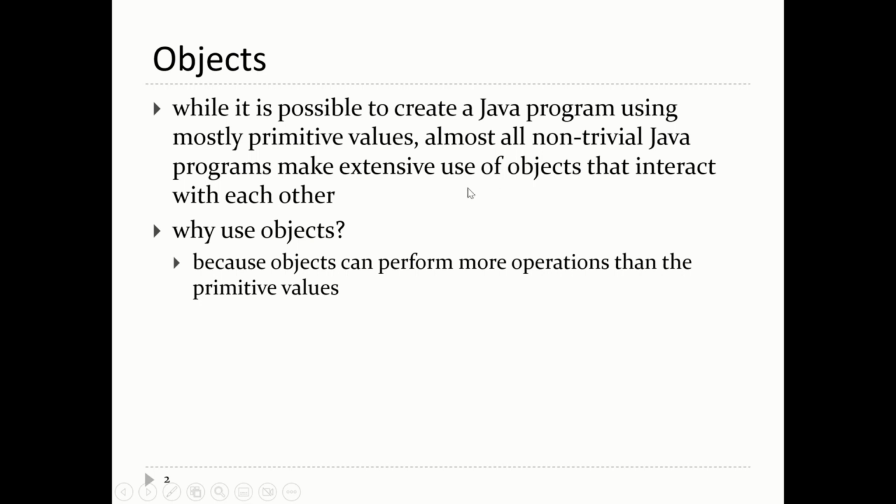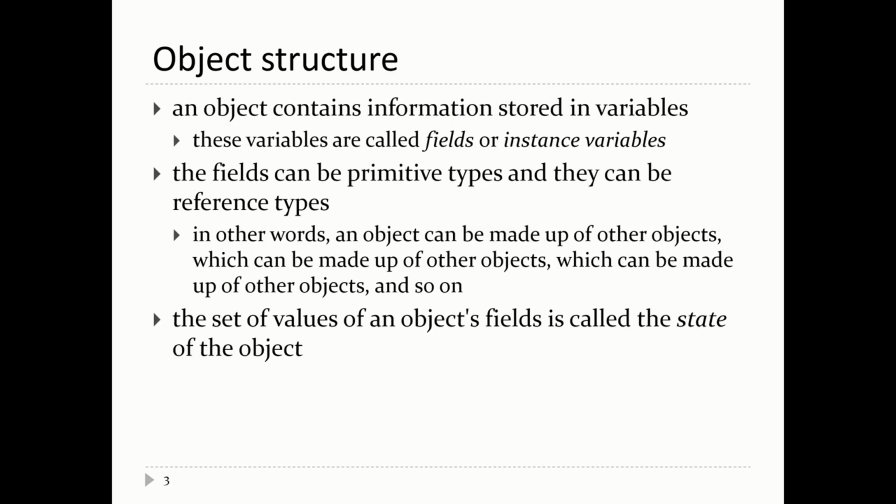But almost any non-trivial Java program makes extensive use of objects that interact with one another. Now, why do you want to do this? If you remember what an object is, it's something that's got data in it, and it also knows how to operate on that data. So if you have objects, it makes it possible to perform other operations that you can't do, or at least can't do easily, with just primitive values on their own.